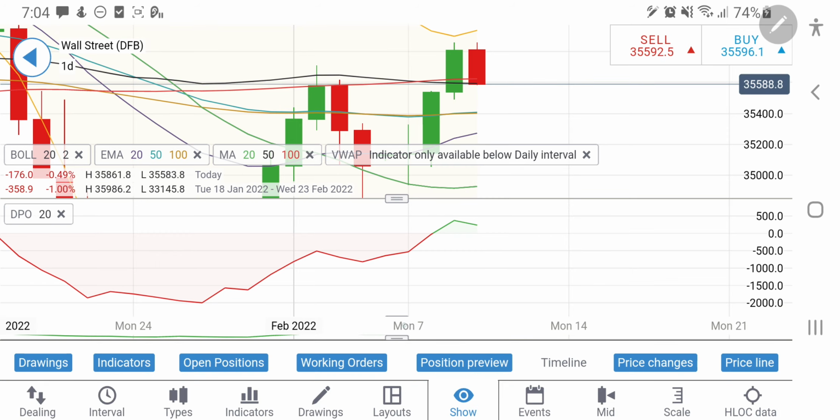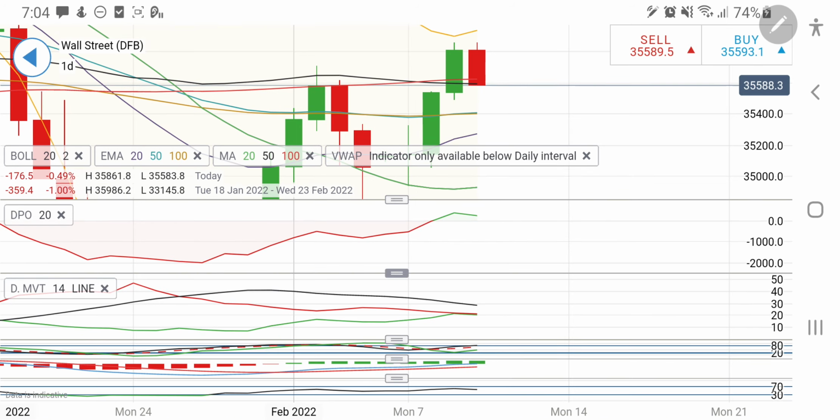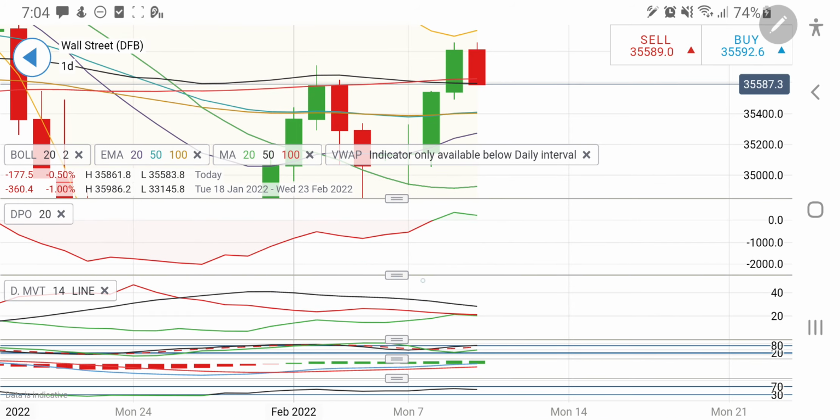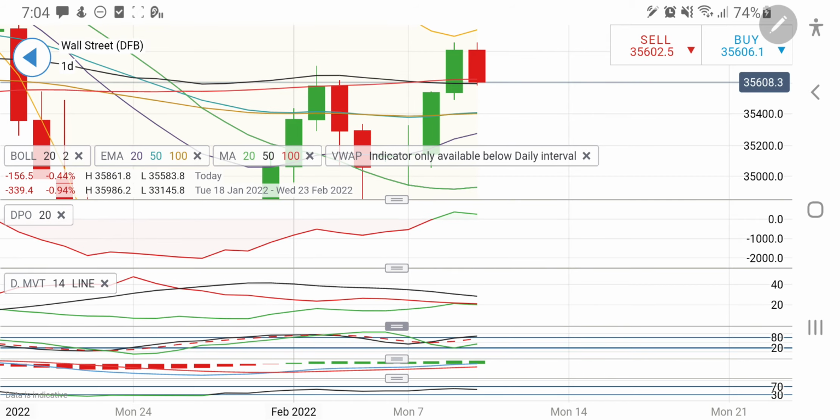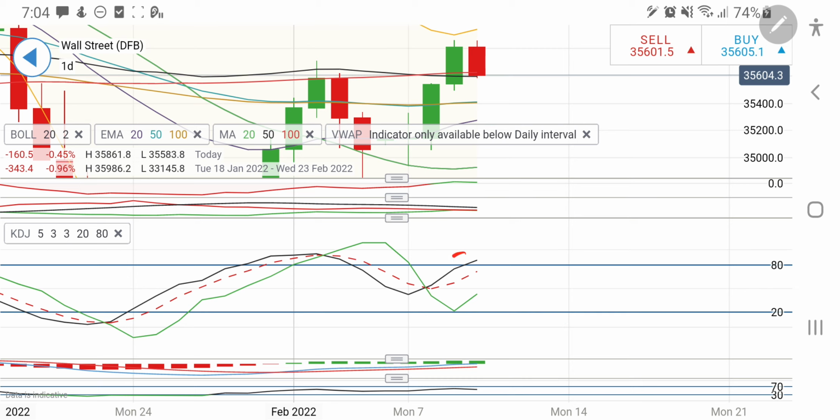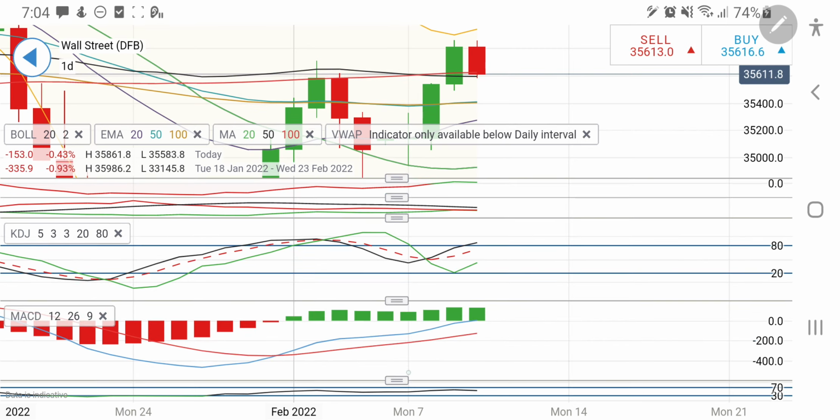Now look at the directional movement is in green, but it is looking downwards. It may again enter into sell zone. Directional movement is again entering into sell zone. Overbought is the call on the daily charts, and hence it may try to cool a bit, but let's see whether it can sustain these levels or not.